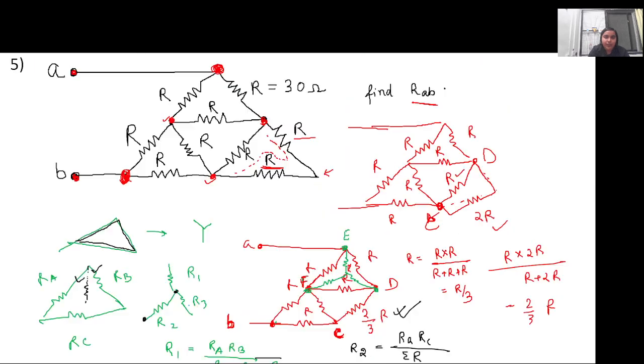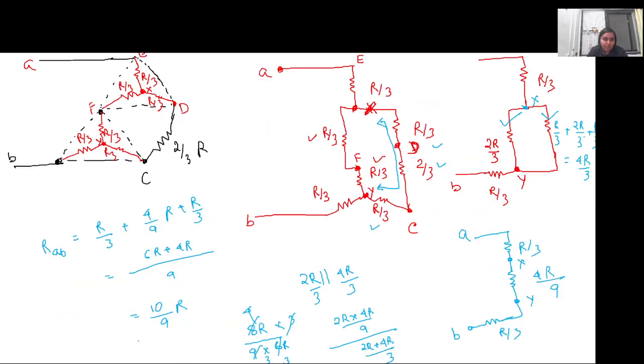Now whatever the value of resistance is given, which is given as 30 ohm, so it is 10 by 9 into 30. So it will be 33.33 ohm. So is this clear?